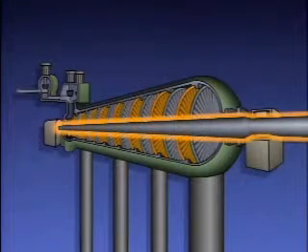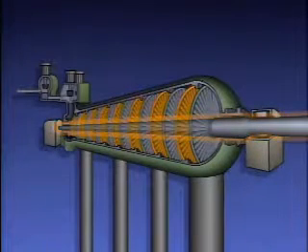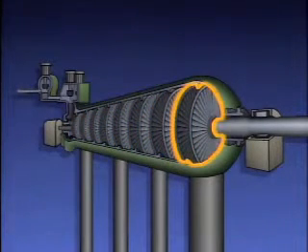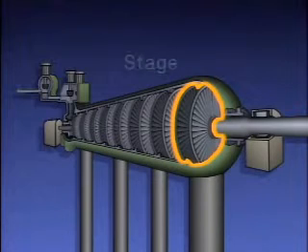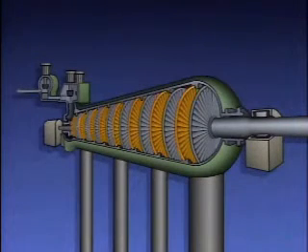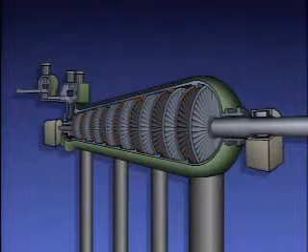Diaphragms are sealed where the shaft passes through them to minimize steam leaking through this opening and bypassing the diaphragms. Typically, the pairing of one diaphragm and one wheel is called a stage. A turbine may have up to 25 or more stages. Our example shows 8 stages, but only 7 interstage diaphragms.